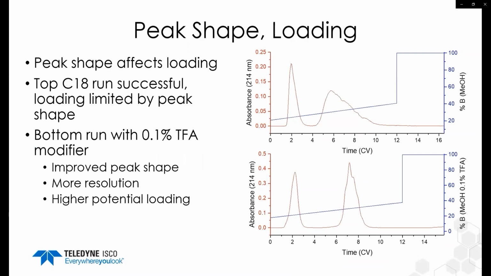Peak shape affects loading. The top run used reverse phase with water and methanol. It is a successful run because the desired peak ran within the gradient. Adding 0.1% TFA to both solvents improved the peak shape and resolution. With more resolution, more sample can be run.